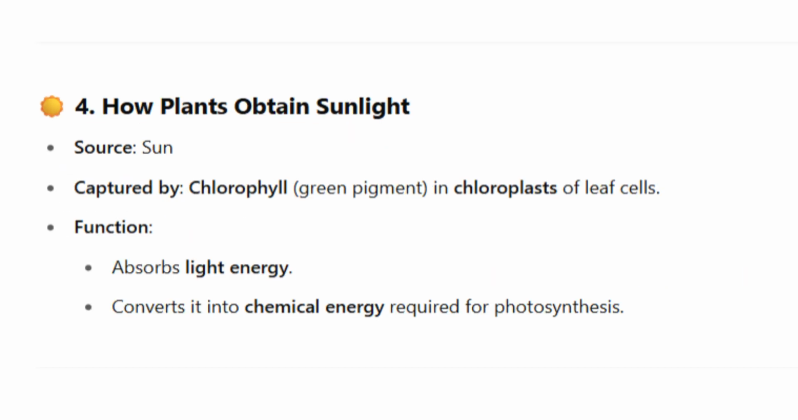4. How plants obtain sunlight. Source: captured by chlorophyll, the green pigment, in chloroplasts of leaf cells. Function: absorbs light energy and converts it into chemical energy required for photosynthesis.